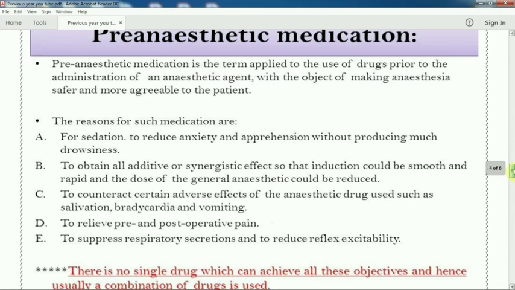Pre-anesthetic medication, generally we understand, means drugs used before operation. So to relieve pre and post operative pain, we are using pre-anesthetic drugs. Another use is also to suppress respiratory secretion and reduce reflex excitability.